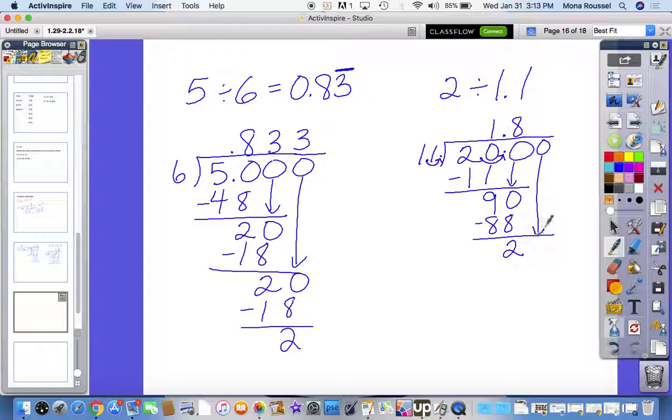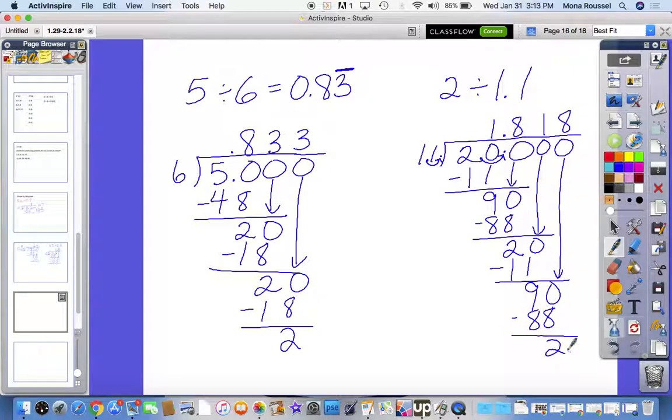So we have to keep adding a 0. 11 into 20 is 1. 1 times 11 is 11. And we get a remainder of 9. This should start seeming familiar. We add another 0. Bring it down. 11 into 90 is 8. 8 times 11 is 88. And you see we're getting a 2. This is just going to keep repeating.